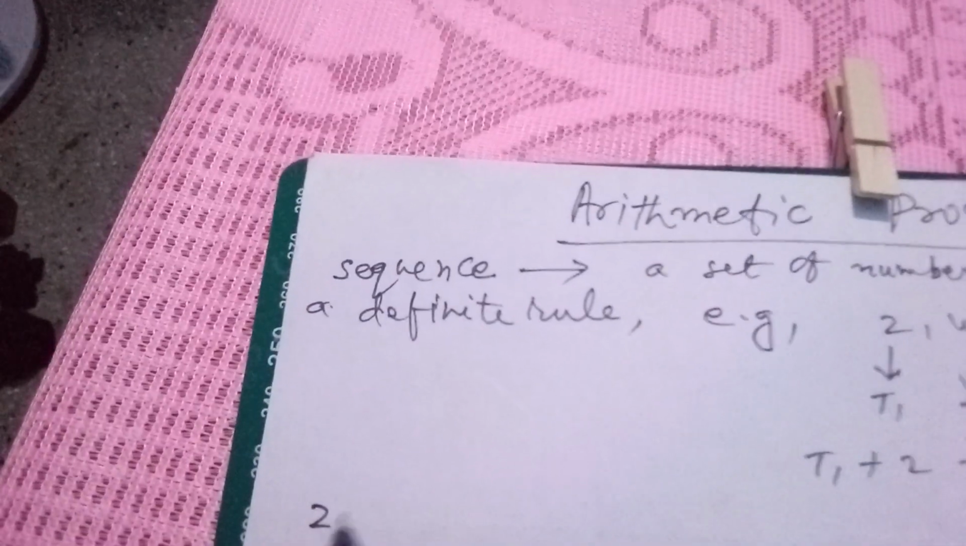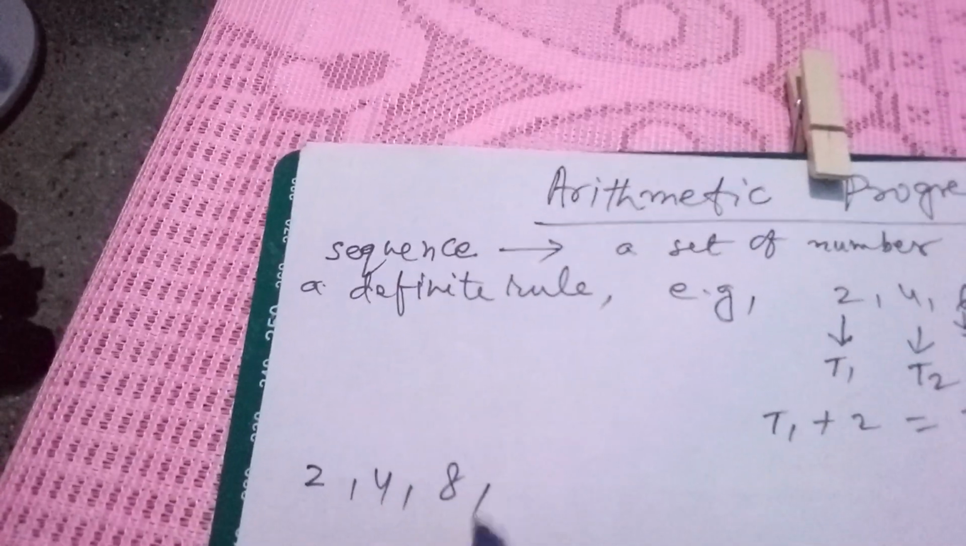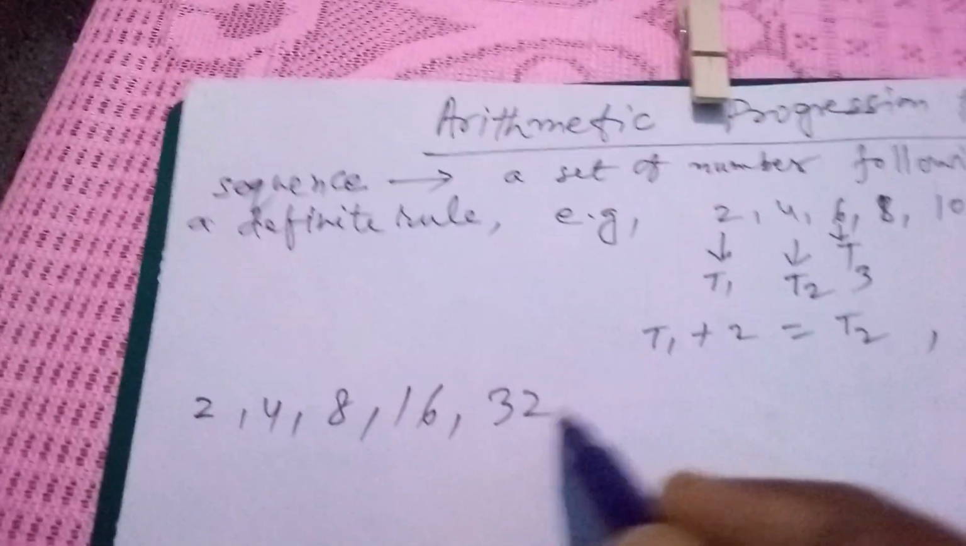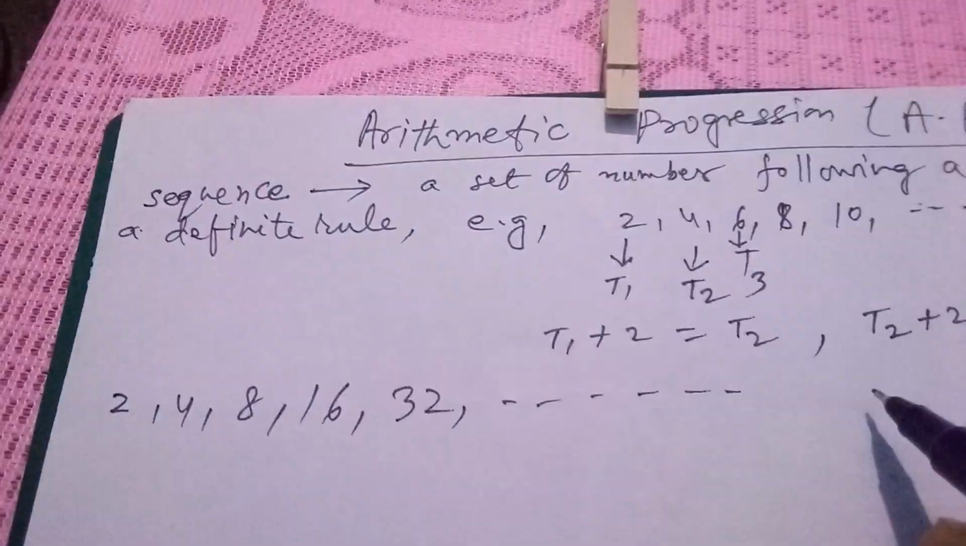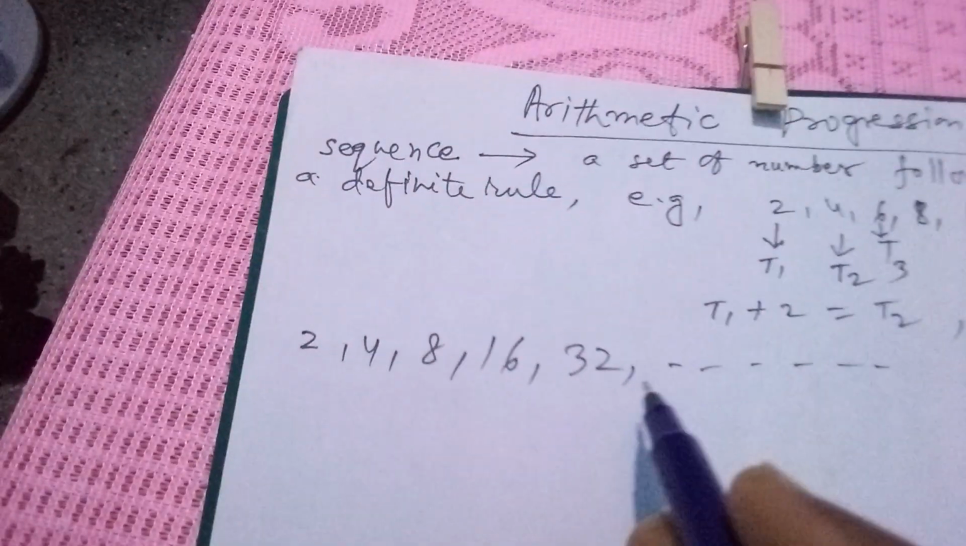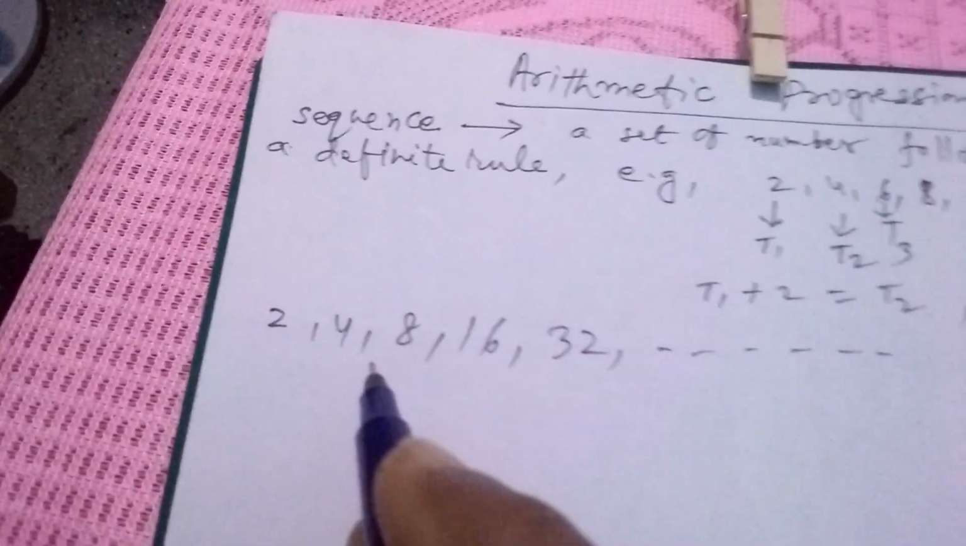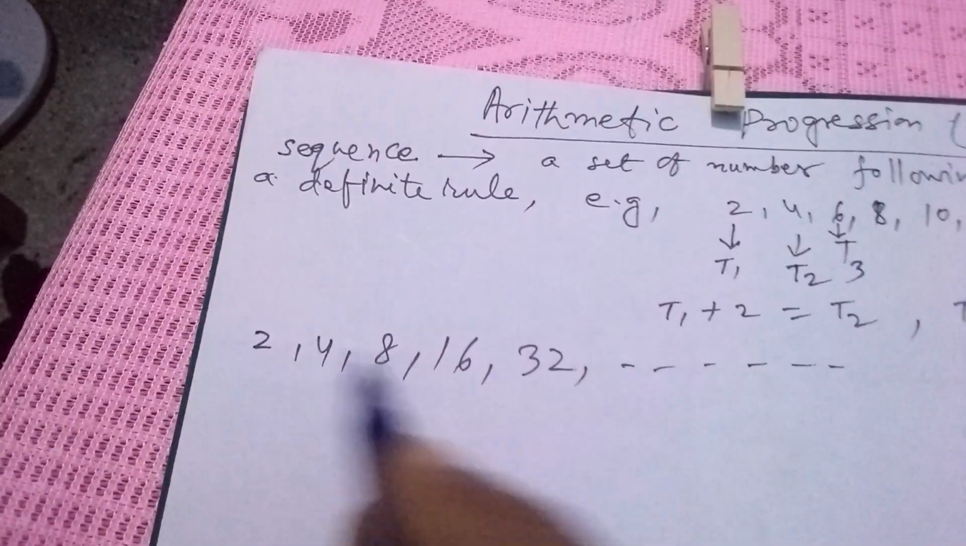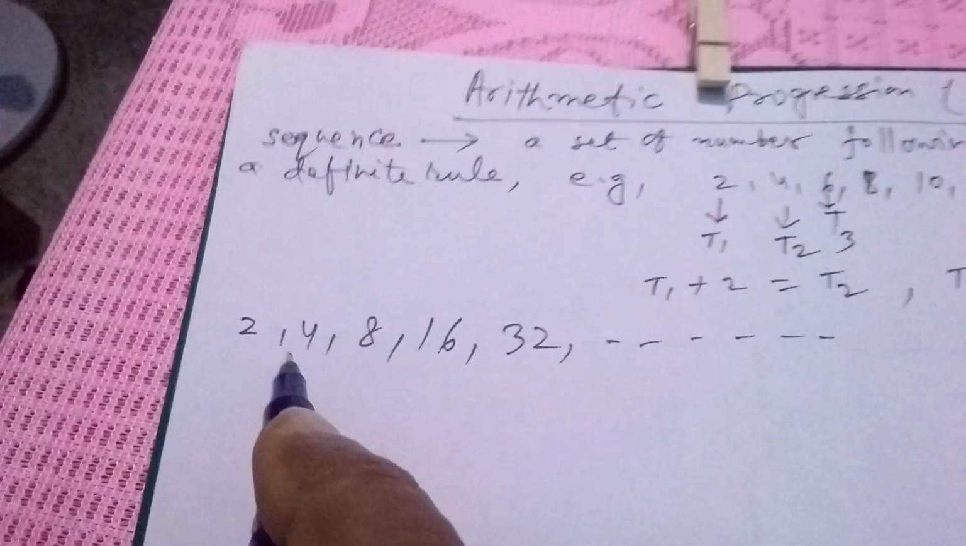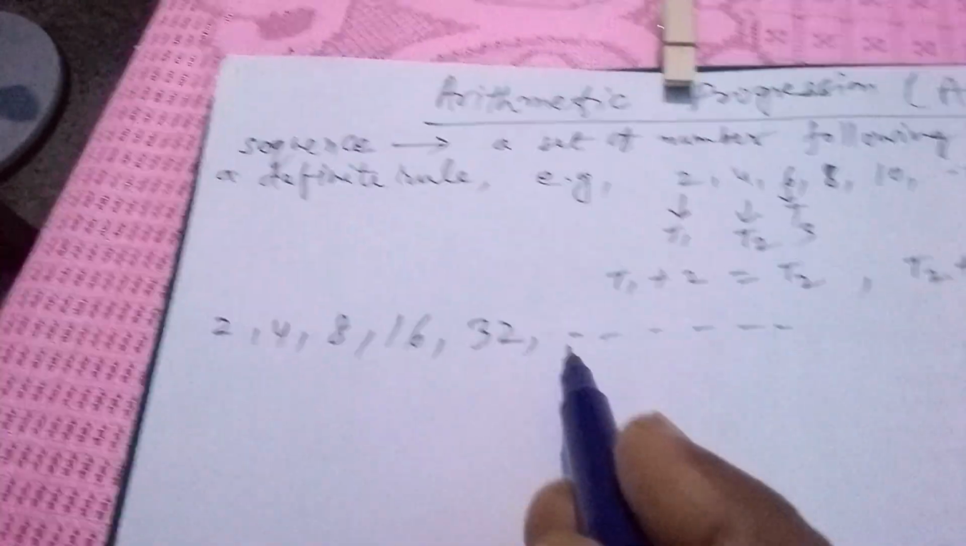Again, 2, 4, 8, 16, 32. It is also a sequence because it is following a fixed rule, that is, each term is double: 2 to 4, 4 to 8, 8 to 16.